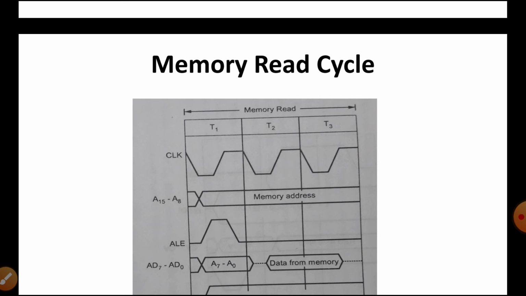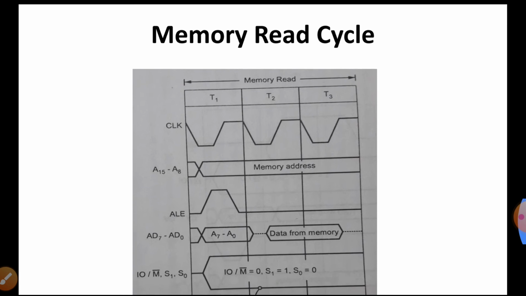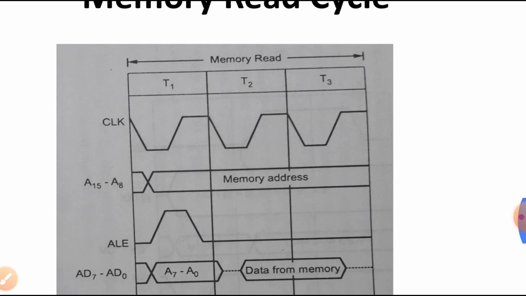Then the memory read cycle. In this memory read cycle, the 8085 executes the memory read cycle to read the content of the read write memory or the ROM, and the length of the machine cycle is 3T states. In this machine cycle, the processor places the address on the address lines from the general purpose register or from the program counter, and through the read process it reads the data from the addressed memory location.